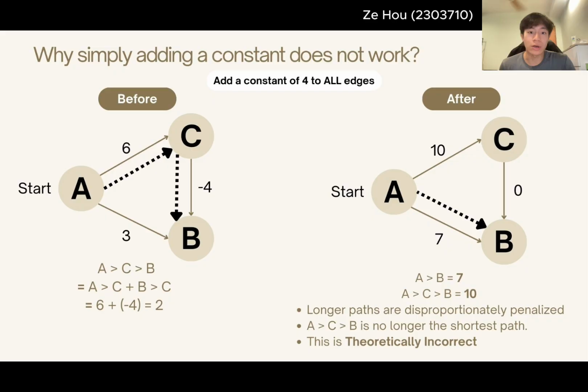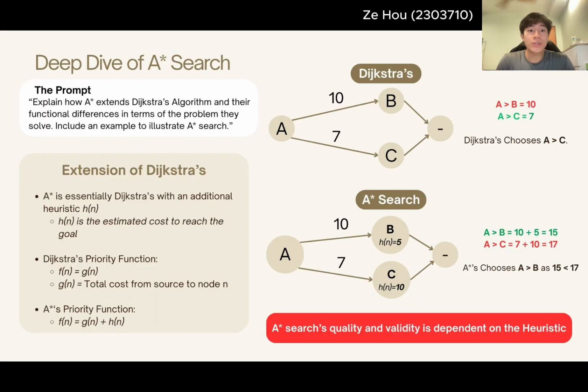weights break Dijkstra's algorithm. Now let's move on to a deep dive of A-star search. It is an extension of Dijkstra, and is basically Dijkstra with an additional heuristic h(n). And the heuristic is the estimated cost to reach the goal. Dijkstra's priority function is f(n) equals g(n), where g(n) is the total cost from the source to node n. However, A-star's priority function has an additional heuristic h(n).